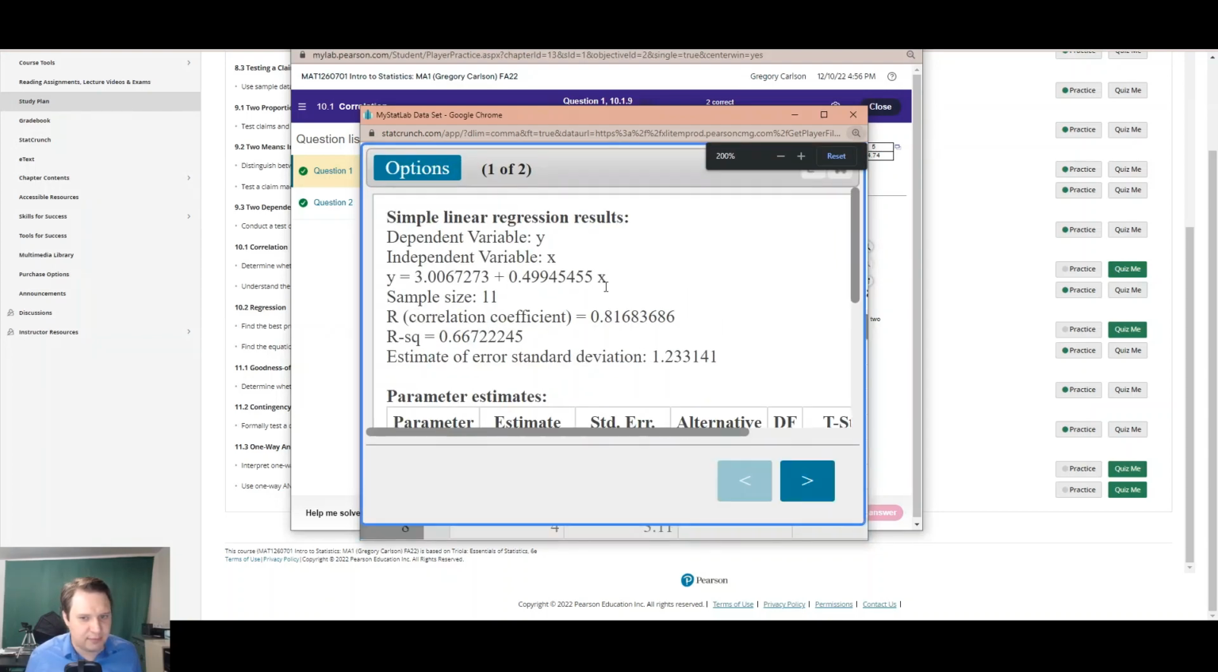If I zoom in a little bit, here's the equation. Here is the intercept, and here is the slope. The slope number is the one we really care about. Here you can see R, which is the correlation coefficient. And here you see the R squared, which is 0.667.